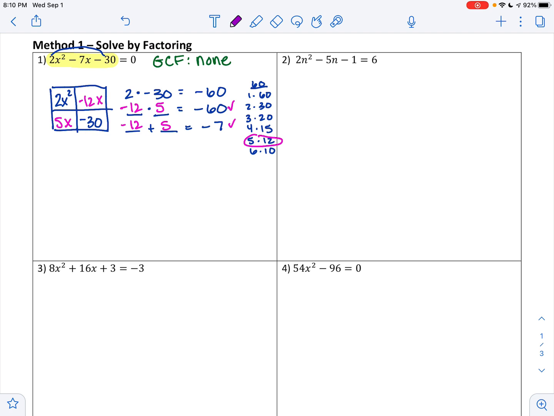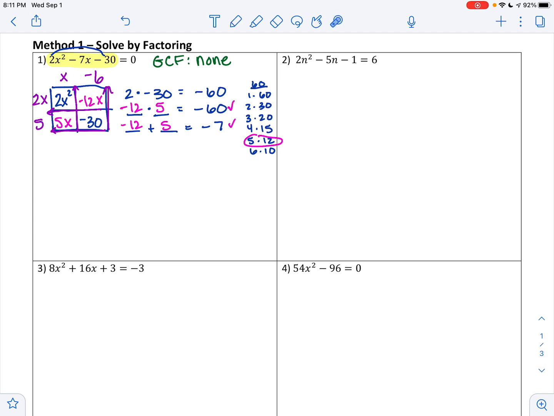The greatest common factor of my top row is 2x. The greatest common factor of the bottom row is 5. The greatest common factor of the left side is x. And the greatest common factor of the right side is negative 6. Remember that you can check your work.